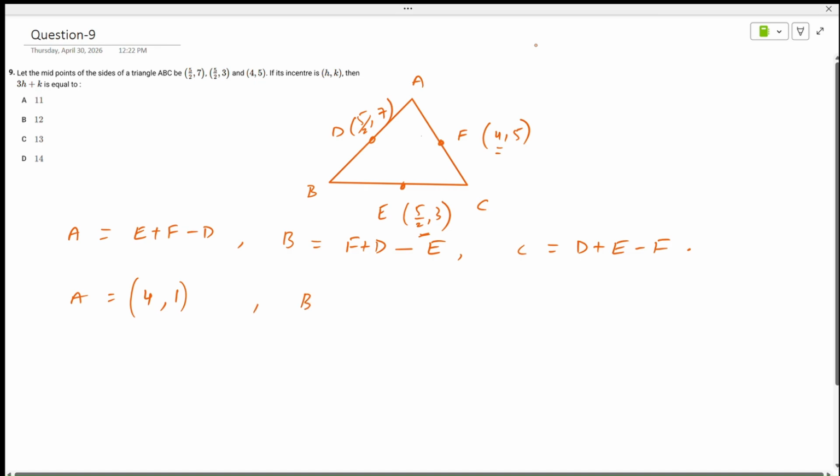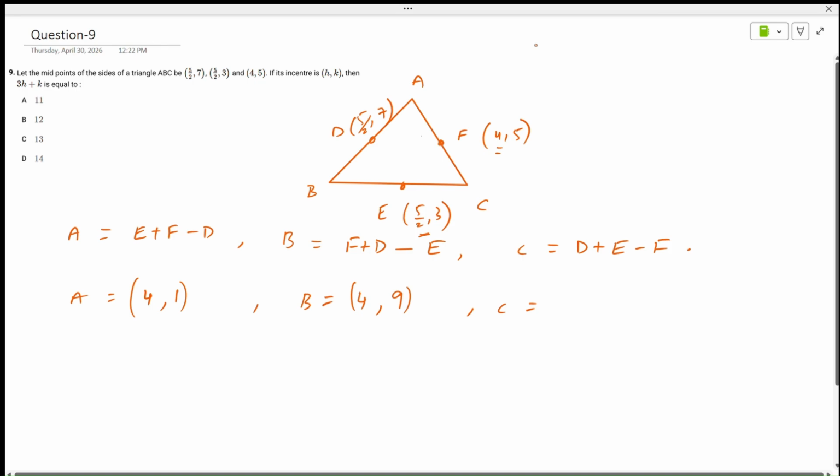Similarly for B, F plus D minus E. 4 plus 5 by 2 minus 5 by 2 will give you 4, and for y, 5 plus 7, 12 minus 3 is 9. 4 comma 9. And C is equal to D plus E minus F.